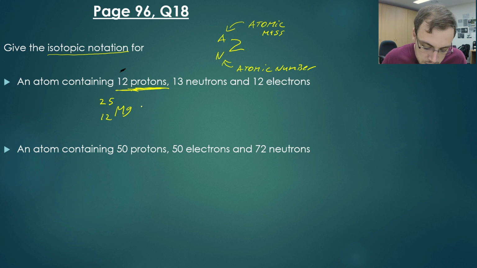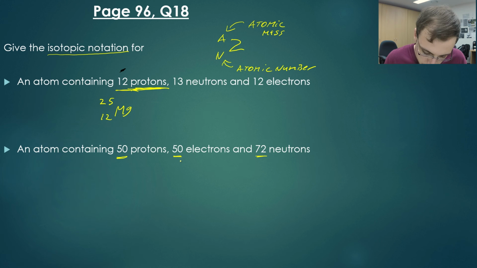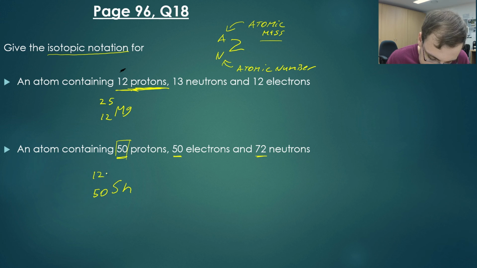So let's look down at the next one. An atom containing 50 protons, 50 electrons, and 72 neutrons. Again, we simply go over to our periodic table and look for an atomic number of 50. As we look around, we can see here we have Sn, with the atomic number of 50, which is given here, and the atomic mass is 50 plus 72, which is 122.